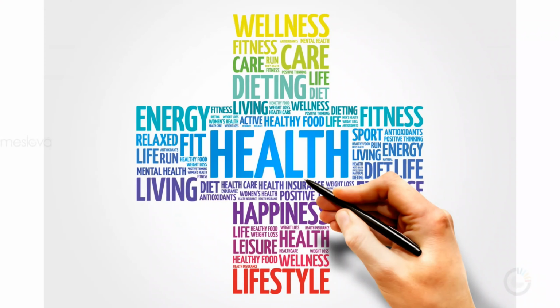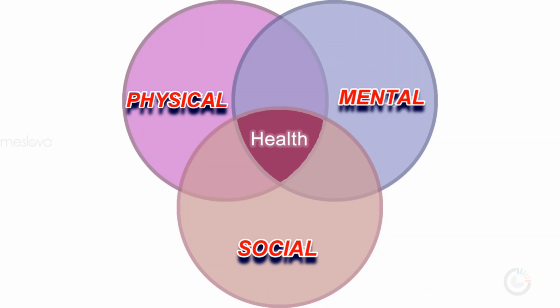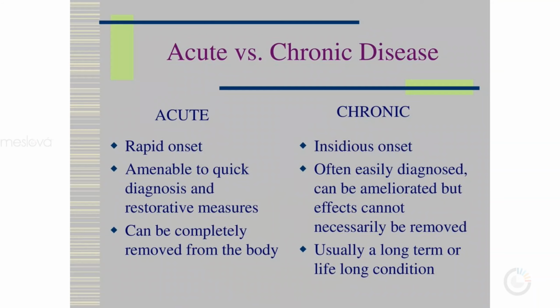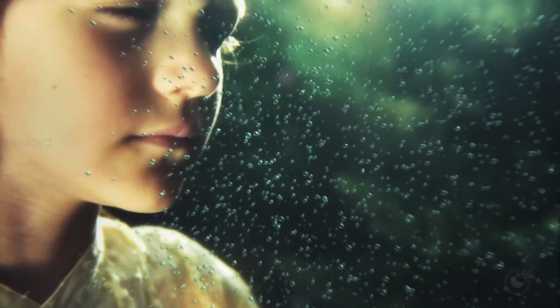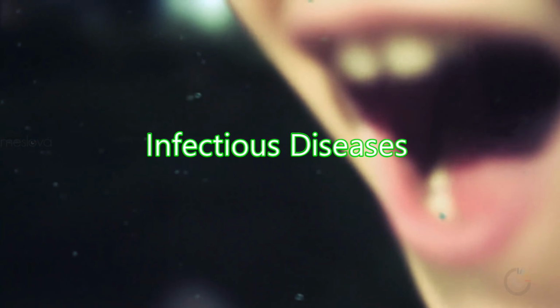In the previous session we discussed what health and disease are, the different types of factors, like physical, mental and social factors, which decide our health, what acute and chronic diseases are, and how diseases are spread, whether non-infectious or infectious. Now we are going to learn about the different types of infectious diseases, how they are spread, and their treatment and prevention.